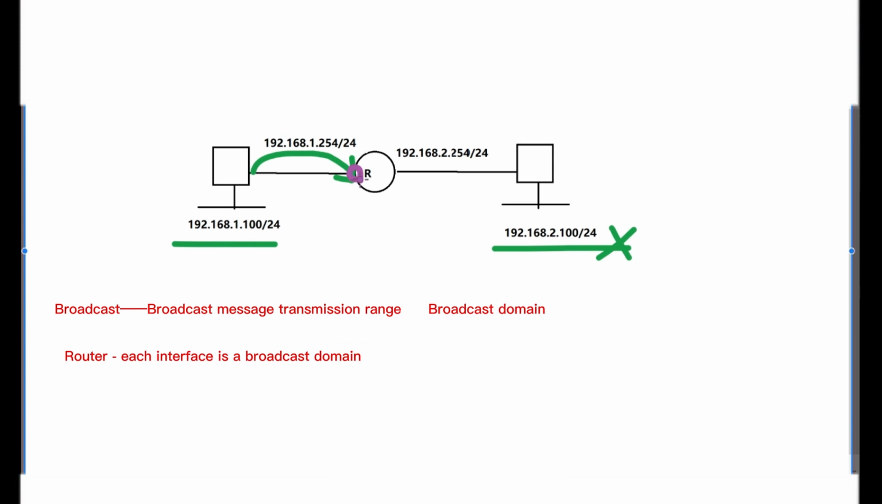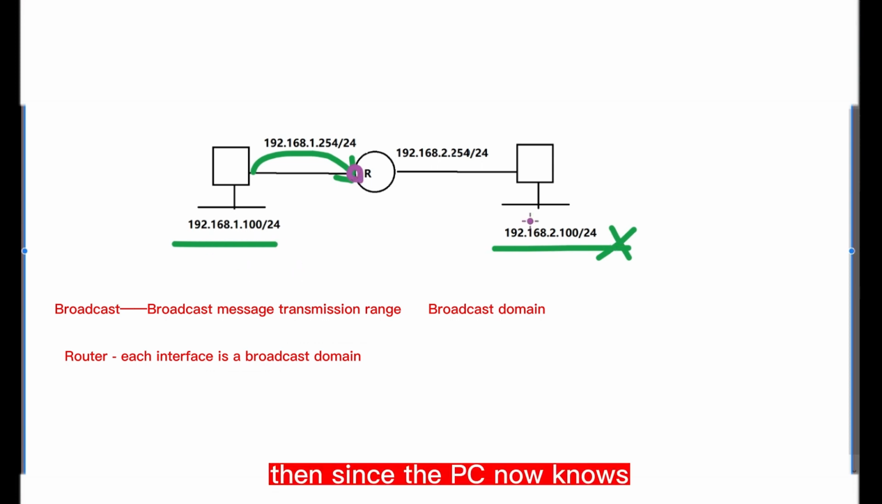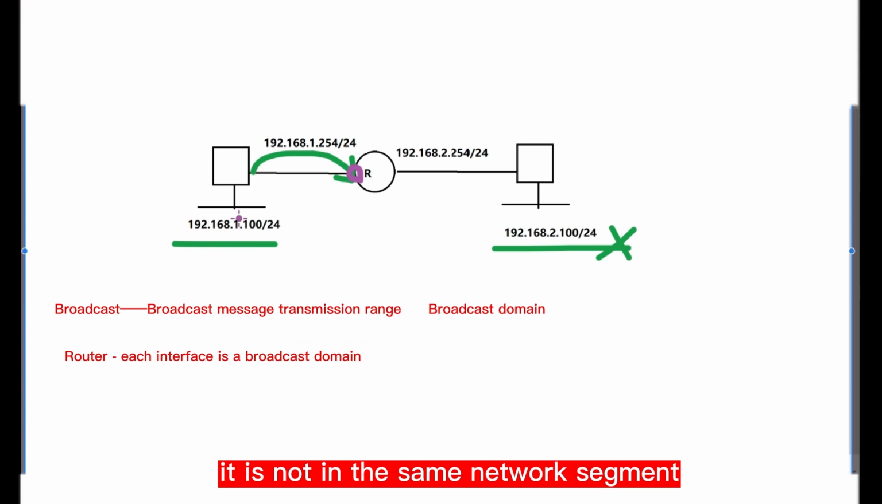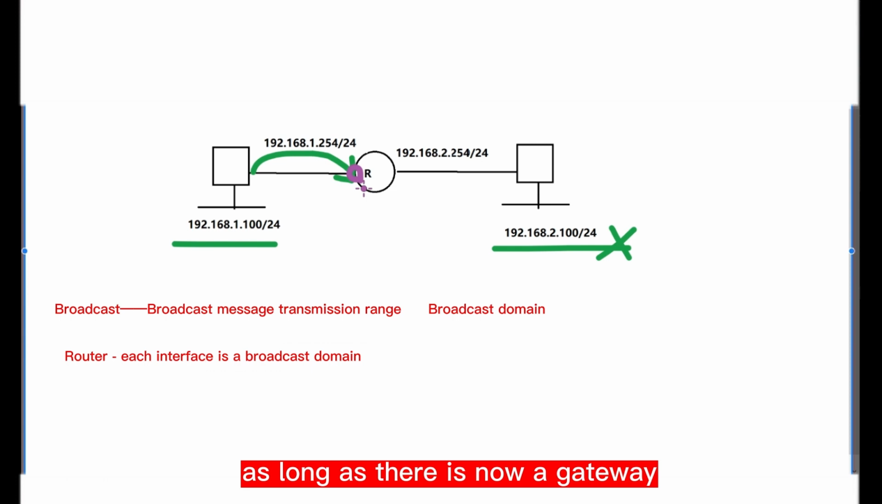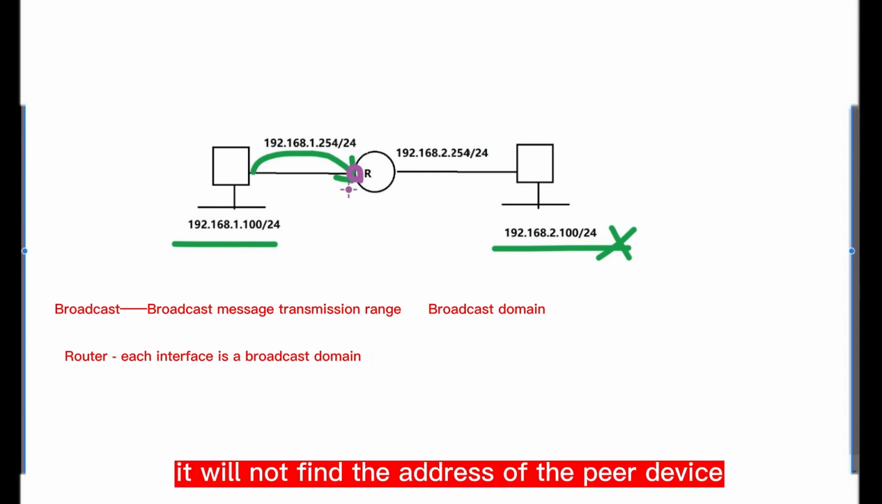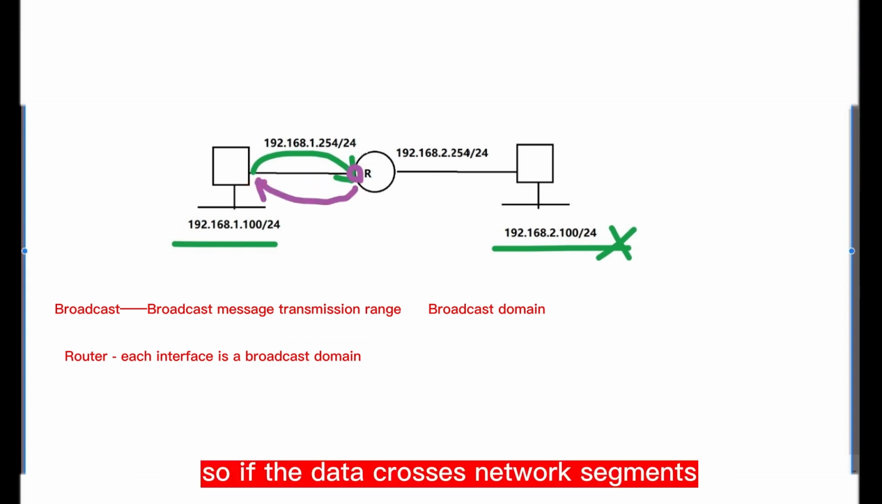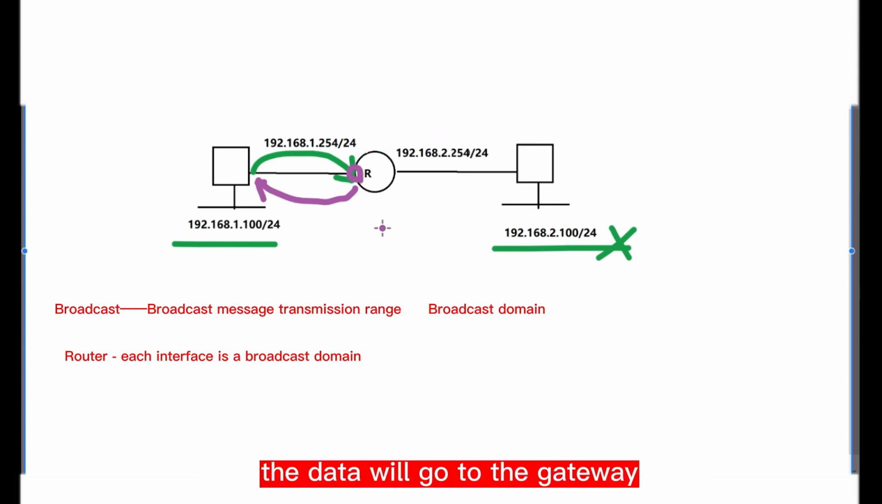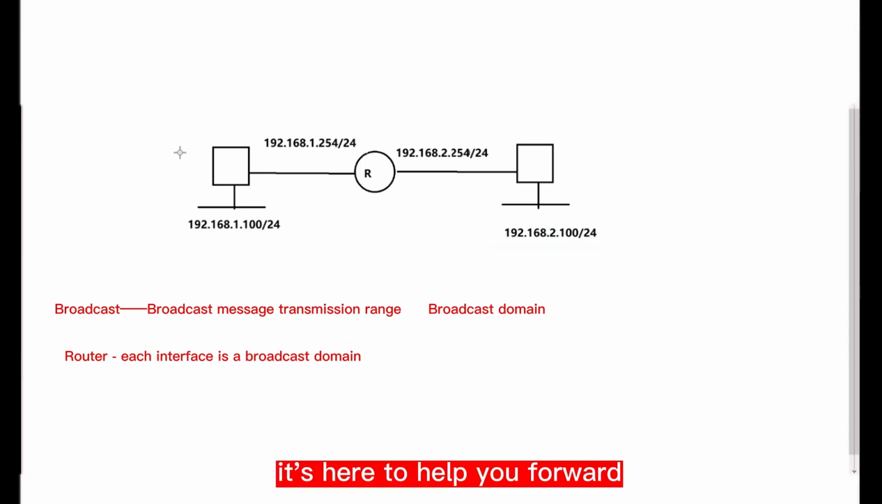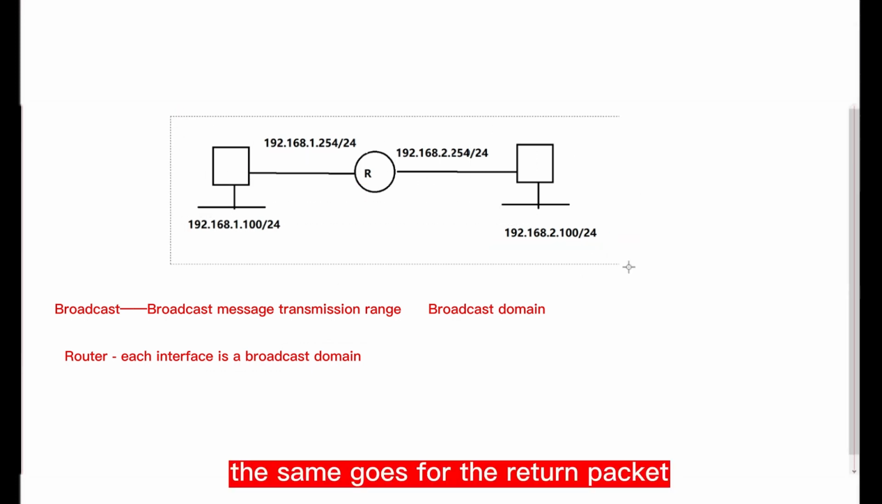This is its gateway. Since the PC now knows it is not in the same network segment as the peer device, as long as a gateway is configured on the PC, it goes to the gateway. It will not look for the address of the peer device. It will directly request the MAC of the gateway. The gateway will respond accordingly. So if the data crosses network segments, the data will go to the gateway, which helps you forward it. The same goes for the return packet.